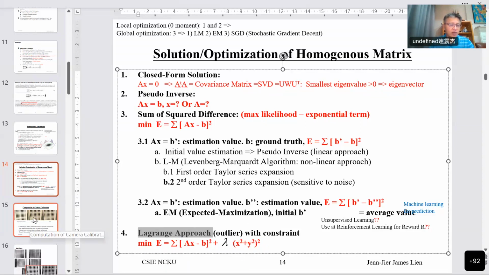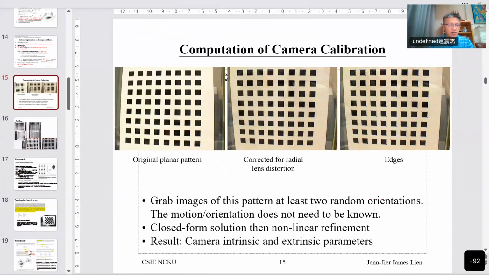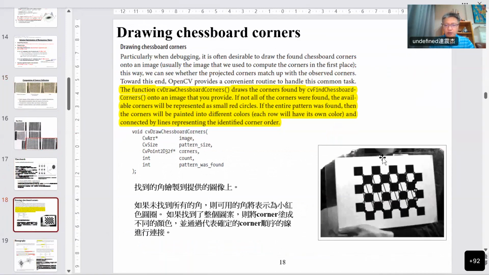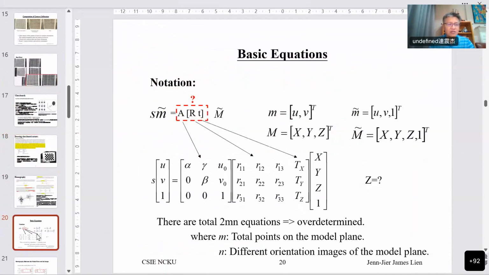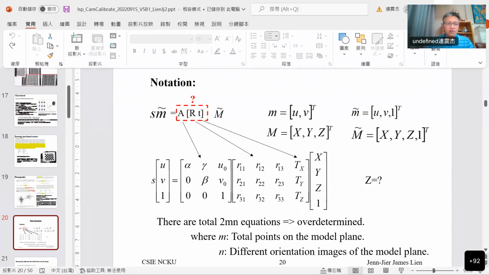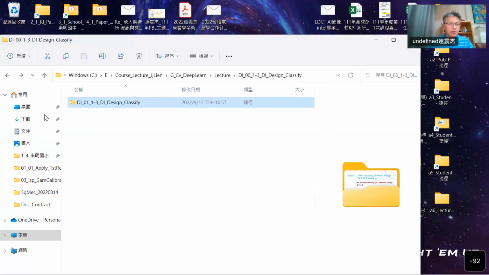Okay, so we continue. This is the chessboard, and based on the chessboard we will do the calibration. We start from page 20 for calibration. Again, let me show you.